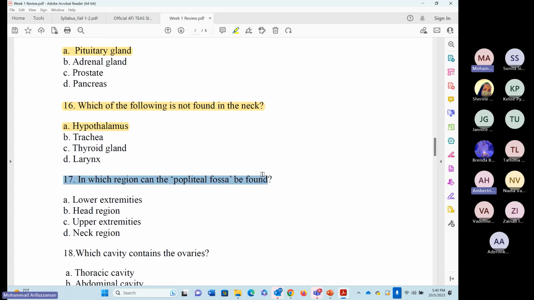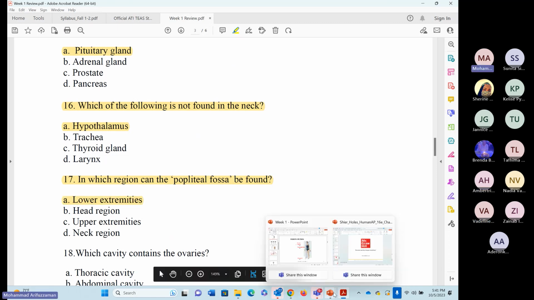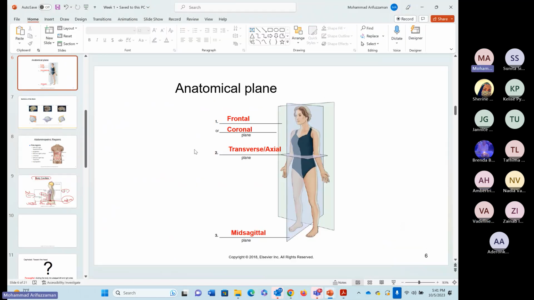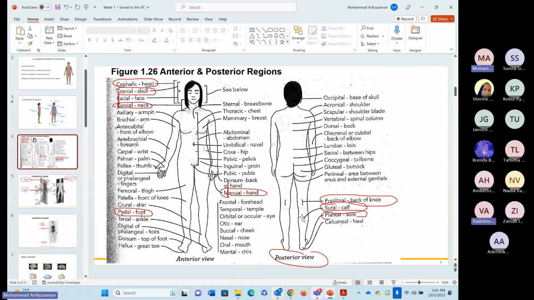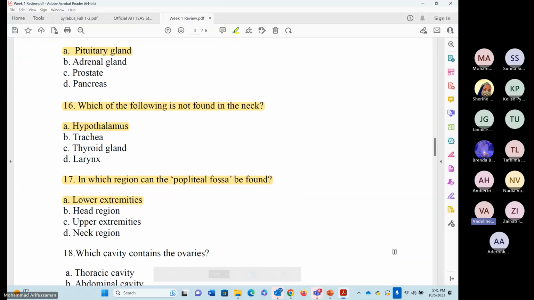In which regions can the popliteal fossa be found? The lower extremities. Because I mentioned earlier, you can see this image is very important. Popliteal means back of the knee. So this is the lower extremity. Good.